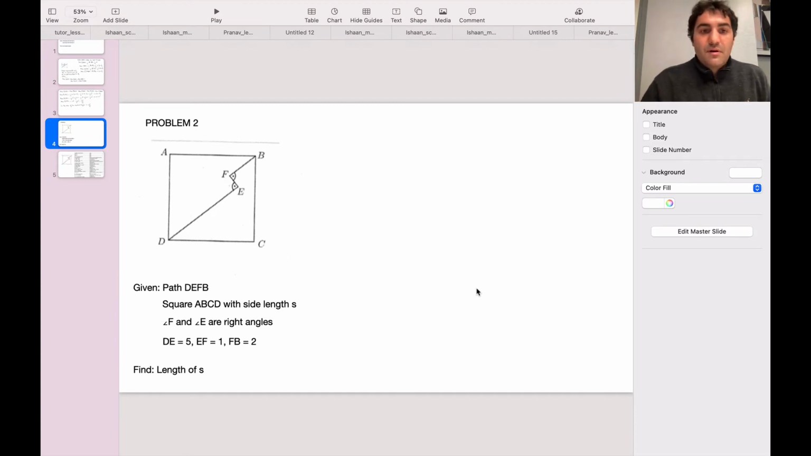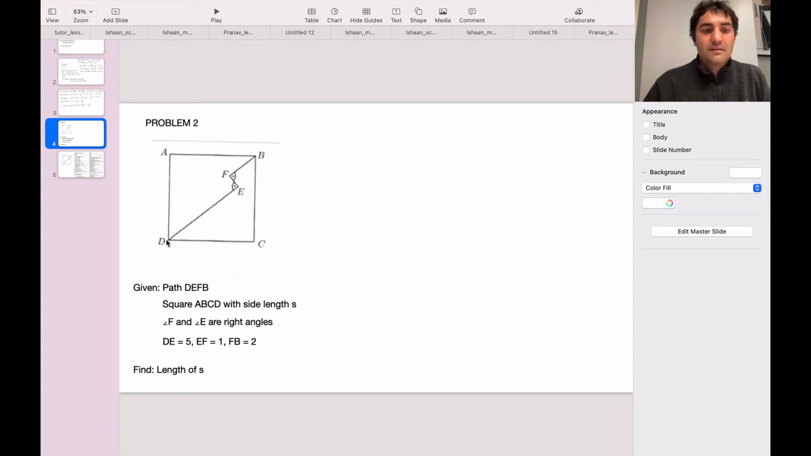So I'm going to do one more problem. So we're given a square ABCD with side length S. We're given this path DEFB. We're given that angle F and angle E are right angles, and we're given the length of DE equals 5, the length of EF equals 1, and the length of FB is equal to 2.